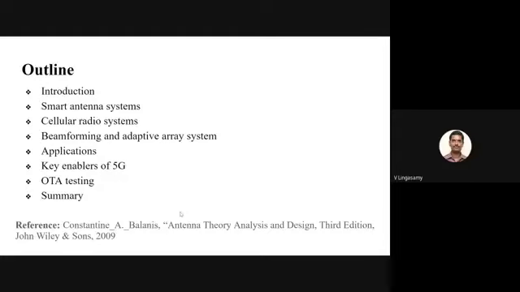Then, in order to appreciate this topic, we'll go through the key enablers of 5G: how these smart antennas and smart technology, like cellular radio systems, beamforming and adaptive arrays, all these points converge to help 5G to evolve. Then we will quickly go through the simulation, as we have seen the day before yesterday. Today we'll have a quick glance at OTA testing, followed by the conclusion.